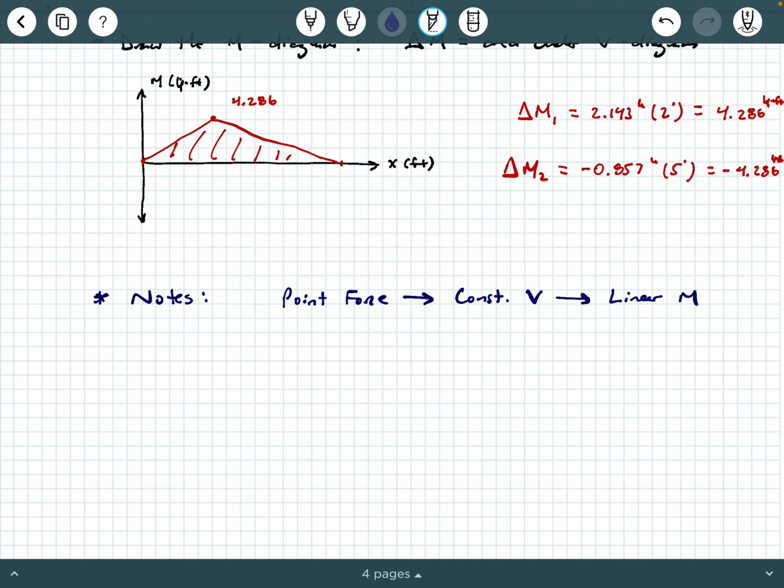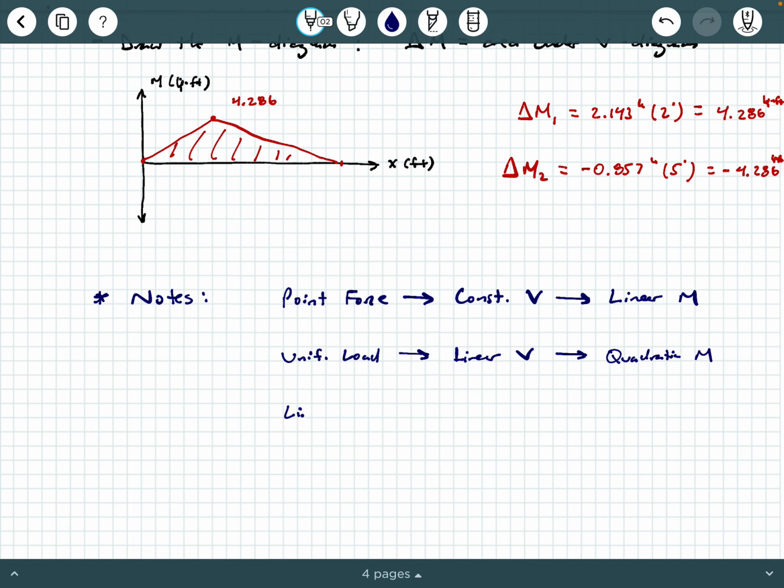Now, what would happen if you had a uniform load, right? What if you have a uniformly distributed load? So let's make a note here, uniform load. You integrate a uniform load, which is a rectangular area or constant, okay? What are you going to get? You're going to get a linear shear. And then if you integrate something that's linear, what do you get? You would get a quadratic moment, okay? Let's do one more.